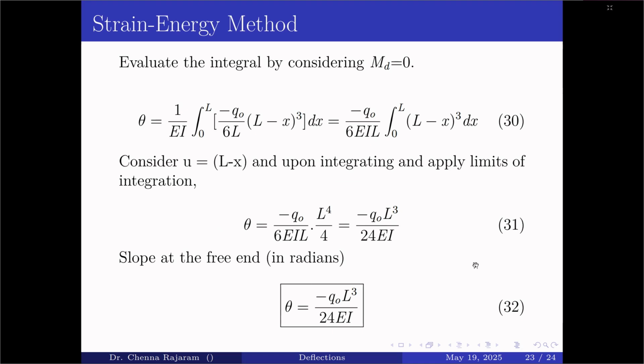Now this is how we calculate the slope and deflection using the double integration method, moment area method, conjugate beam method and strain energy method. Among all these methods, the conjugate beam method and moment area method are a little bit easier compared to the double integration method and strain energy method.